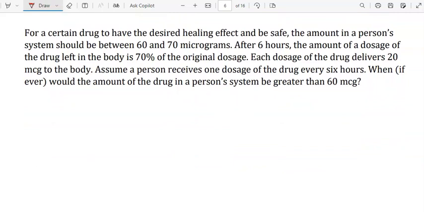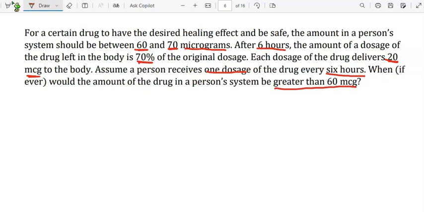For a certain drug to have the desired healing effect and be safe, the amount in a person's system should be between 60 and 70 micrograms. After 6 hours, the amount of a dosage of the drug left in the body is 70% of the original dosage. Each dosage of the drug delivers 20 micrograms to the body. Assume a person receives 1 dosage of the drug every 6 hours. When, if ever, would the amount of the drug in a person's system be greater than 60 micrograms?